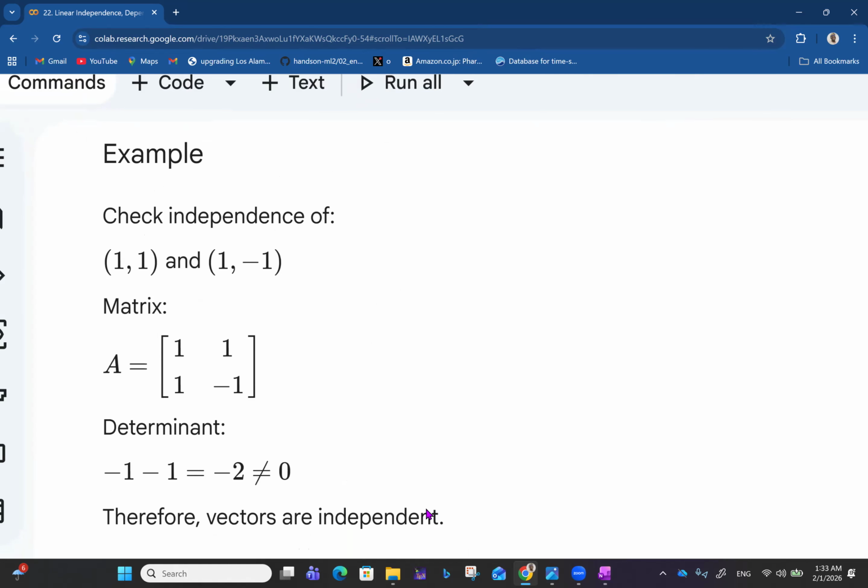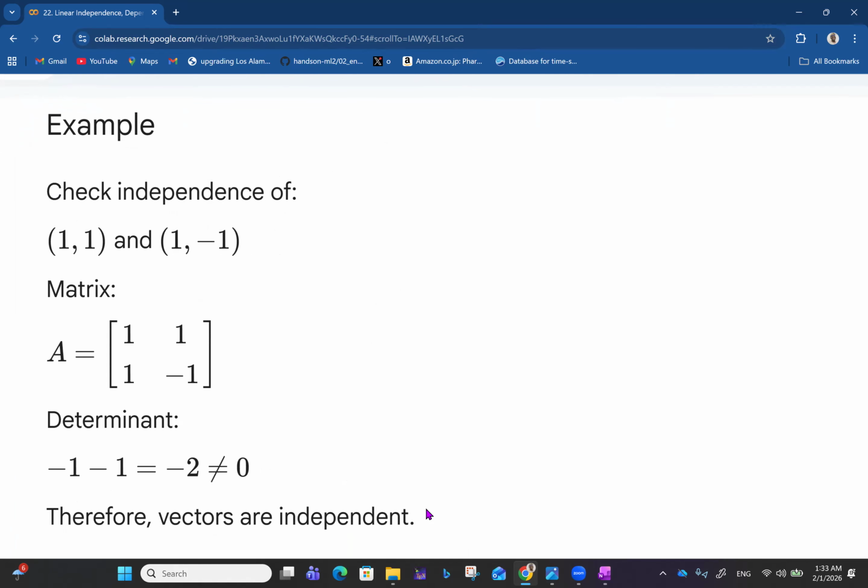So look at this now. Check the independence of (1, 1) and (1, -1). So the matrix is 1, 1, 1, -1. Of course, you can also use the determinant method. If you find the determinant of this, 1 times -1 is -1, minus 1 times 1, so you have -2. -2 is not equal to 0. So therefore, the vectors are independent.